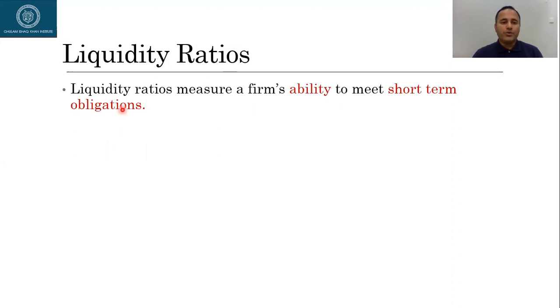Liquidity ratio measures a firm's ability to meet short-term obligations. So let's say you are a finance manager of a company and you are considering supplying raw material to another company. Your main concern would be to assess whether the company that you are supplying raw material to is able to meet their short-term obligations. In other words, will they be able to pay your loan back?